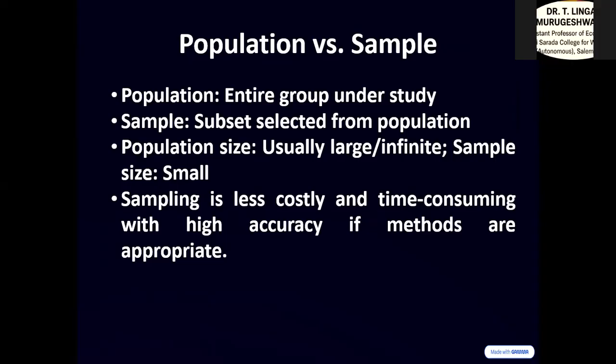Population versus sample. Now let's clarify two crucial terms, population and sample. A population refers to the entire group that we are interested in studying. This could be all women in Tamil Nadu, all college students in Tamil Nadu, or all households in a rural district. A sample is a subset drawn from the population. If our population is all college students in Tamil Nadu, a sample might be 300 students selected from 15 colleges. The key is representativeness. A sample must reflect the characteristics of its population as closely as possible.